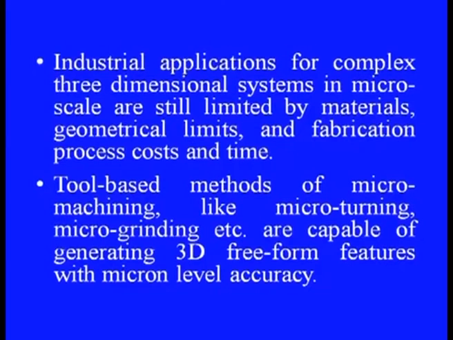Tool based methods of micro machining like micro turning, micro grinding etc., are capable of generating 3D free form features with micron level accuracy. There are certain other micro machining techniques like LIGA etc., but these processes are basically 2D processes. 3D features are very difficult to produce by these processes, whereas processes like micro turning or micro grinding etc., at micro level are too coarse to be realized.